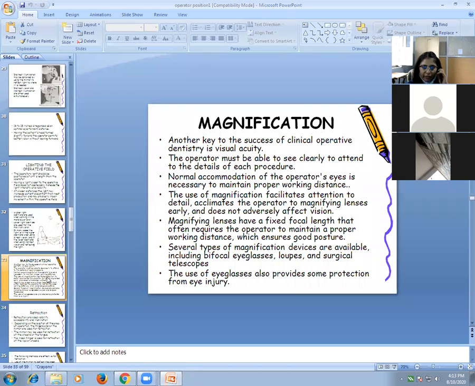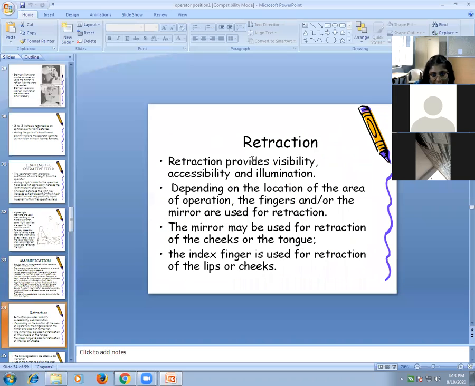Now, this is magnification. Another key to the success of clinical operative dentistry is visual acuity. Various modern equipment like dental operating microscopes, loupes, magnifying lenses, and surgical telescopes have also come up. You can also use these loupes to increase your magnification. Then retraction with a mouth mirror or any other instrument provides visibility, accessibility and illumination.